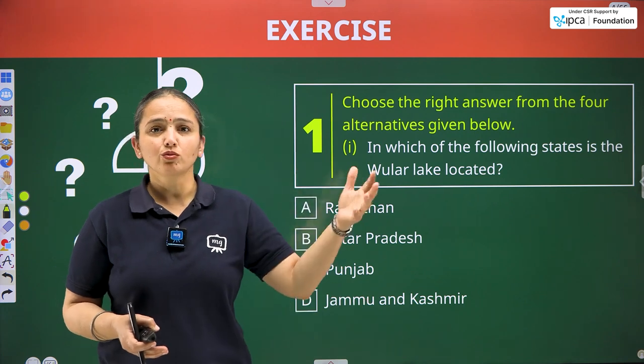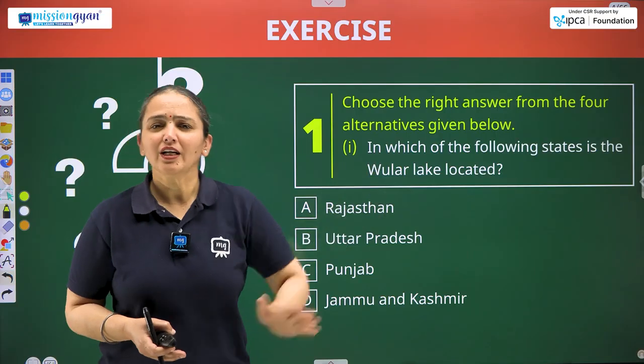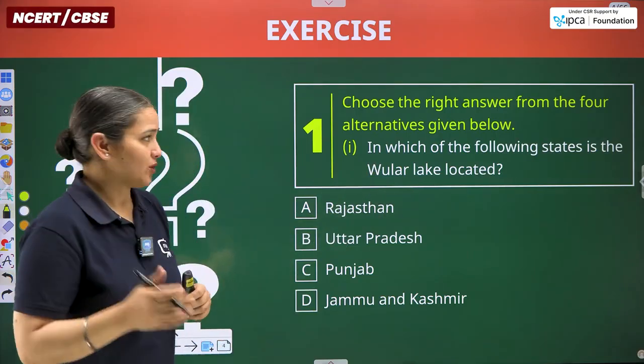MCQs, 1 mark questions, 2, 3. Likewise, it goes up to the 5 marks ones. So almost the last question is considered 5 marks. First question among the MCQs itself.